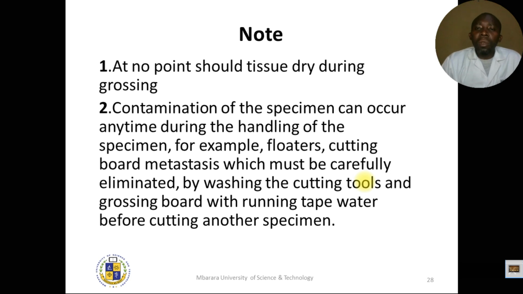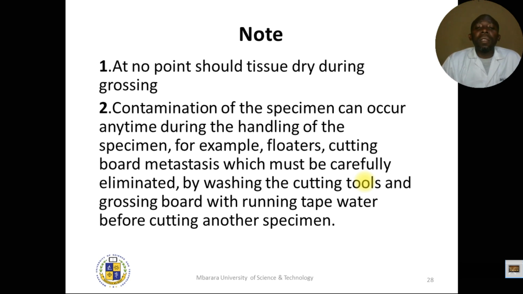Number 2, contamination of the specimen can occur anytime during the handling of the specimen. For example, floaters can contaminate, and cutting board metastasis must also be carefully eliminated. This will be done by washing the cutting tool or the cutting board with running tap water before cutting another specimen. We may reuse some cutting equipment like the knife. So after using the knife on this breast, you have probably used it to bread loaf. So it is advisable that you clean it thoroughly before you use it on another specimen.